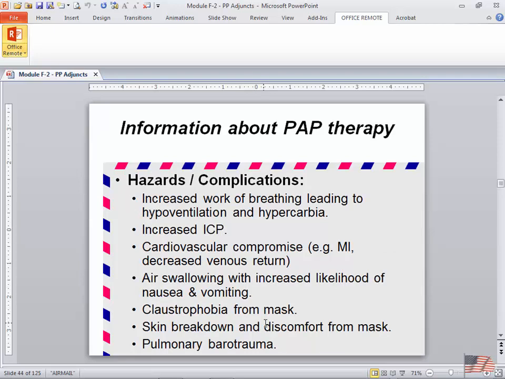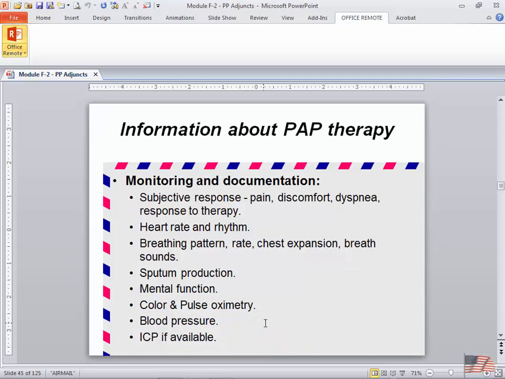Recognize that you are causing some positive pressure, so that may lead to problems with intracranial pressure, and may have some problems with cardiovascular function, not allowing blood flow to return. Sometimes they have some air swallowing, which can lead to nausea and vomiting. If you're using a mask, you can get skin breakdown and claustrophobia. And in theory, pulmonary barotrauma, although that's an extremely rare complication. Again, your normal monitoring that you're going to do for them, as far as just normal vital signs and their response to the therapy.